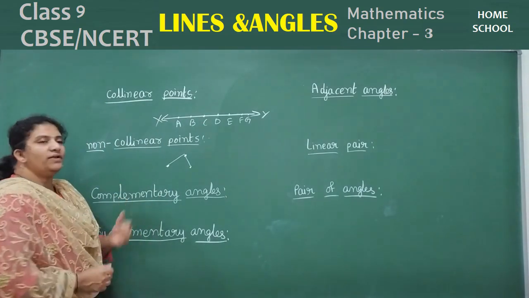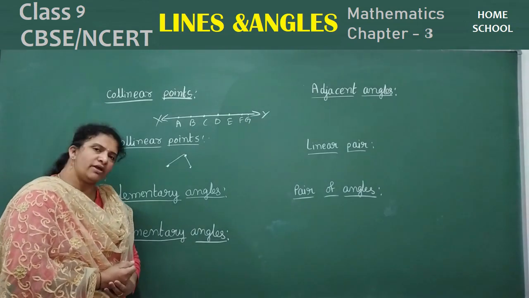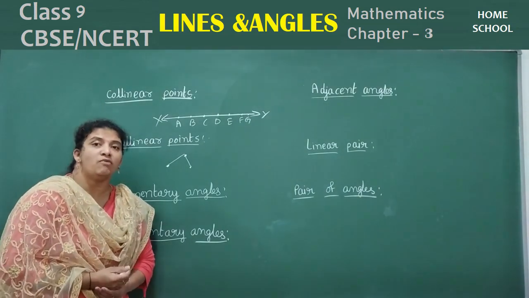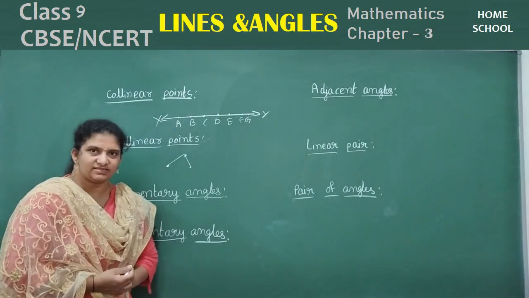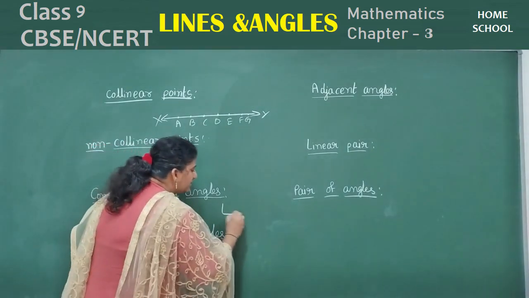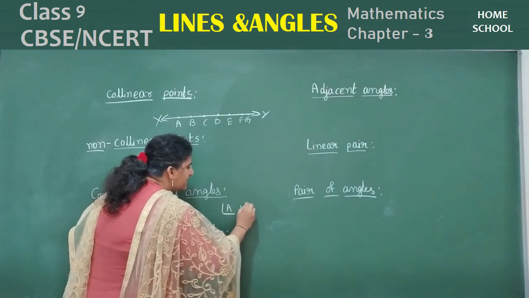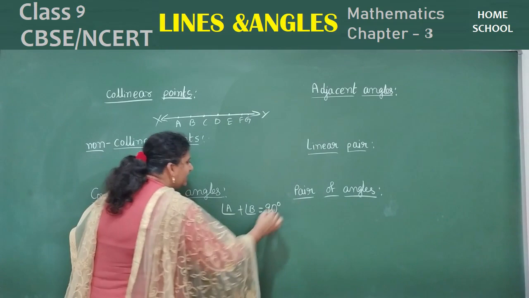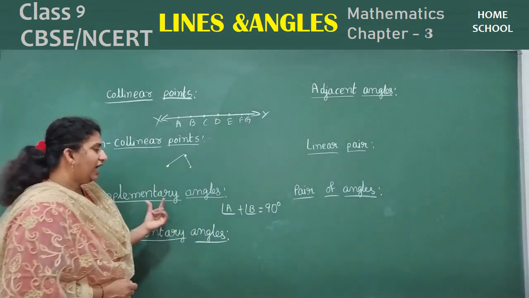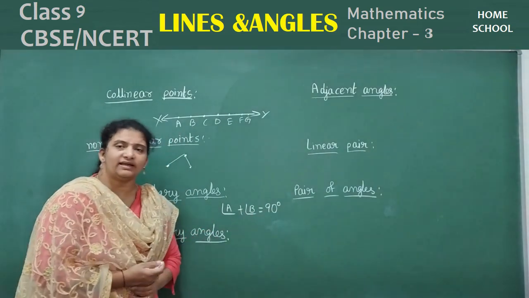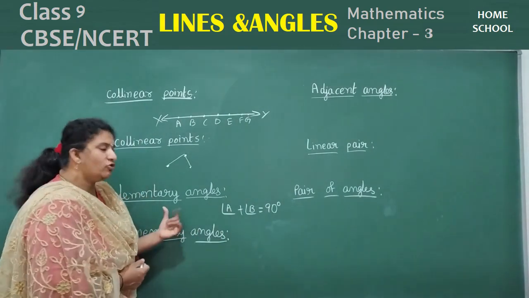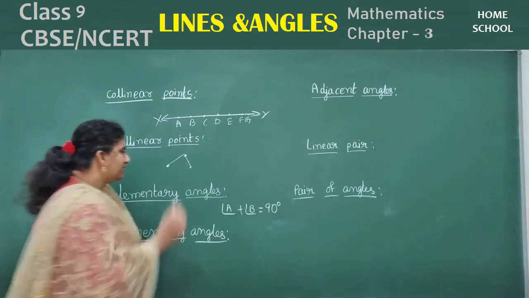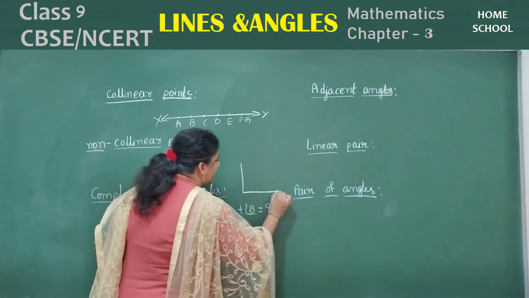So complementary angles. What do you mean by complementary angles here, children? If the sum of any two angles, so let's take any angle, children. Angle A plus angle B is equal to how much? 90 degree. If the sum of any two angles is 90 degree, then those type of angles are called complementary angles.